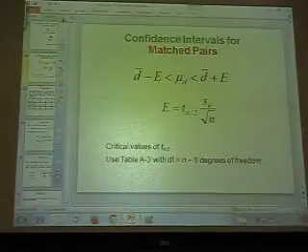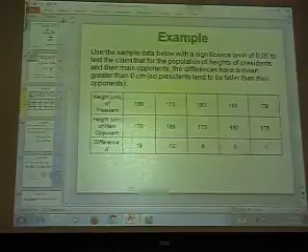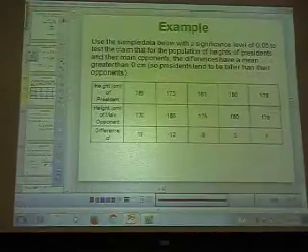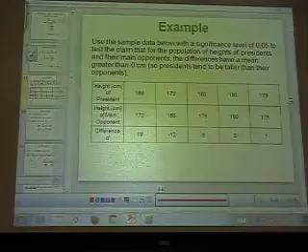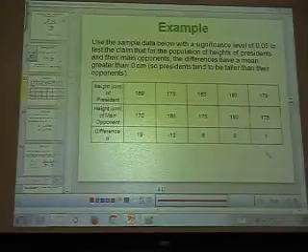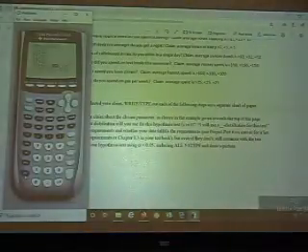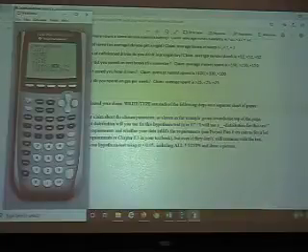So, I'm not going to worry about that. All right, so let's go ahead and look at the example we have. I found all the differences. These are my little d's down here. And I need to find their mean and standard deviation. How would I do that? Oh, sorry. Throw them in your calculator.